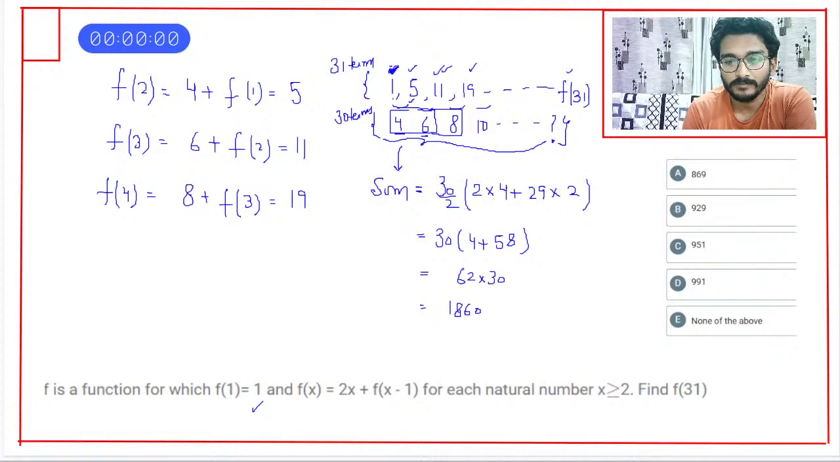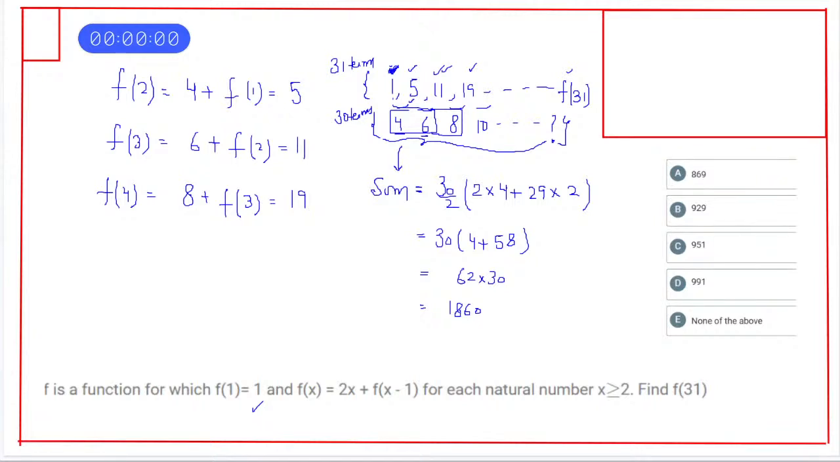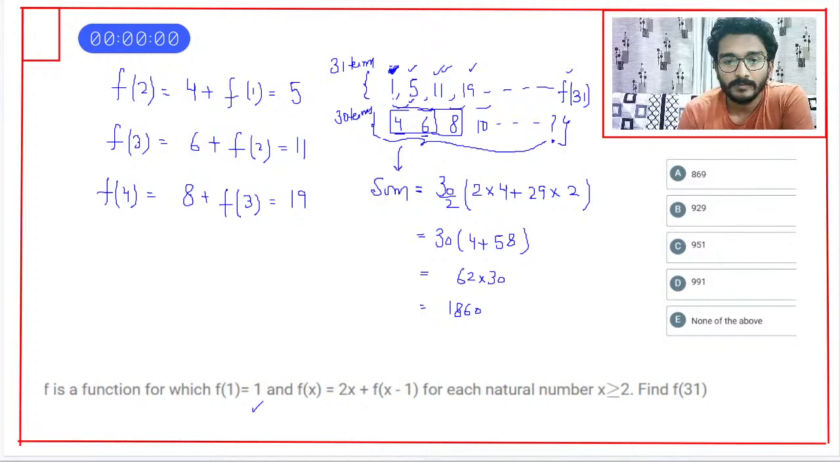So the answer would be what? I hope this is clear.